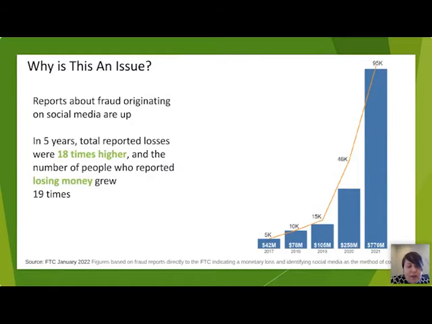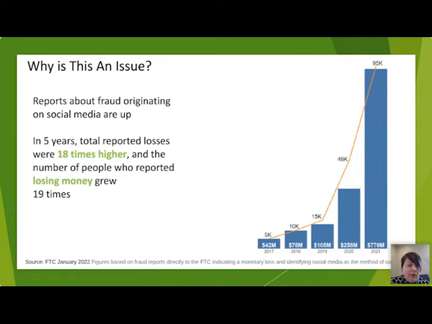Just starting out, a lot of the facts here are going to be coming from the Federal Trade Commission, or the FTC. This is based on a 2021 report on social media being the entrance point into fraudulent behavior and activities that was reported to the FTC. On the right, the chart is based on 2021. It shows how dramatic an increase social media has presented as an entry point, or a gateway, for fraudulent activity just in the last year alone.